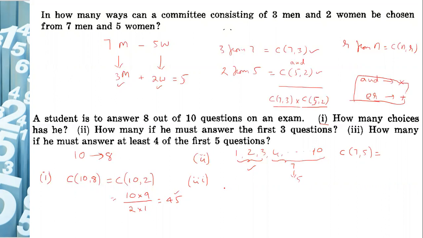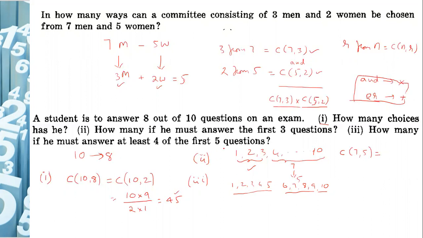Right. And now what is the third one? How many ways, if he must answer at least 4 of the first 5 questions. Now see, the first 5 means 1, 2, 3, 4, 5, and then the remaining 5 questions, 6, 7, 8, 9, 10. Say, for example, totally 10 questions. We'll divide the total 10 into 2 parts: first 5 and last 5.